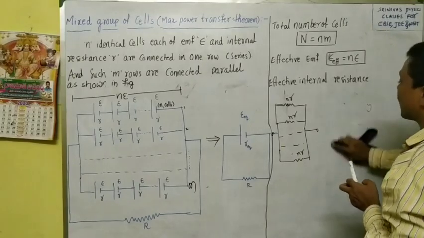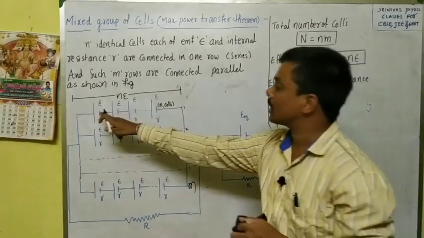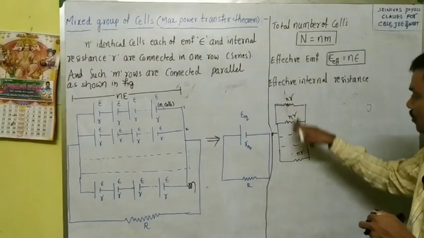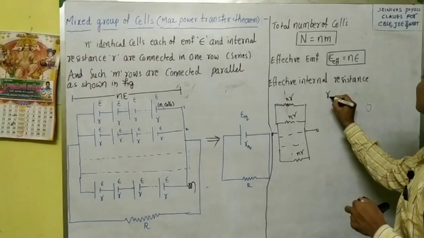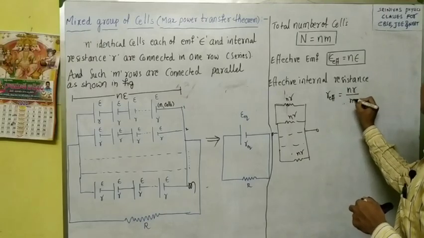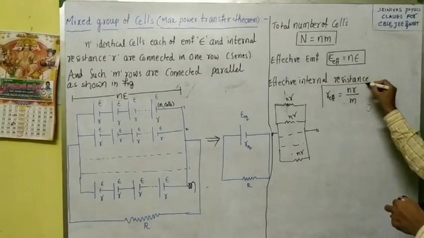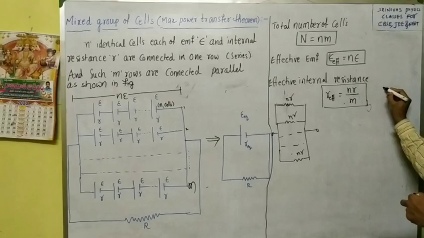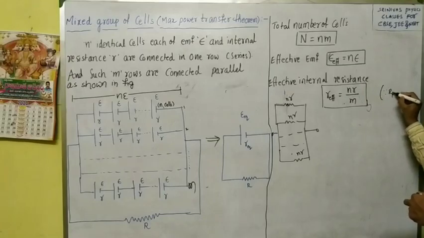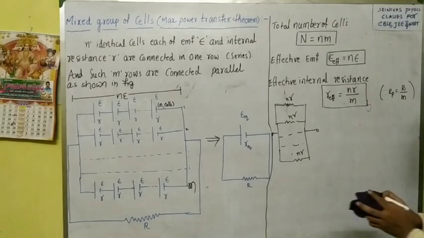That means in parallel combination, in one row we are getting the effective resistance nr, and there are m rows, so the effective resistance is nr divided by the number of rows. Because in parallel combination we know the effective resistance formula: R by the number of rows. The number of rows here is m, and R is nr.